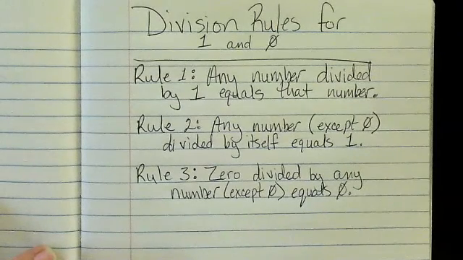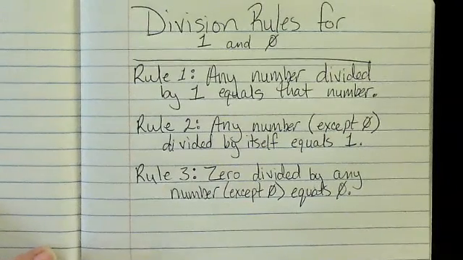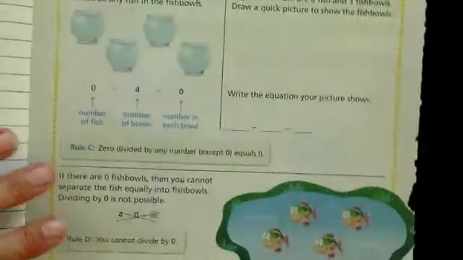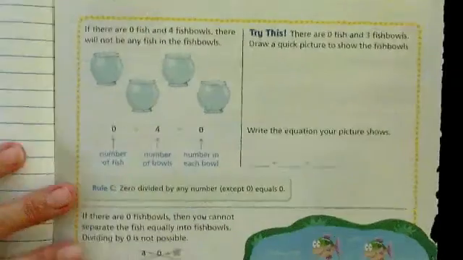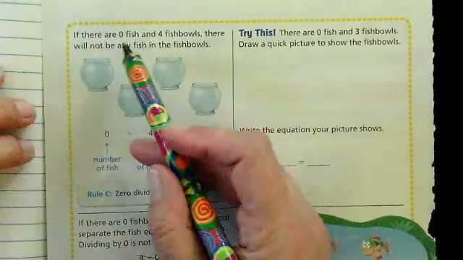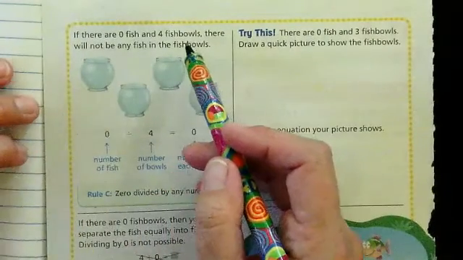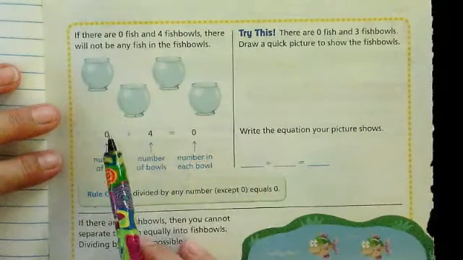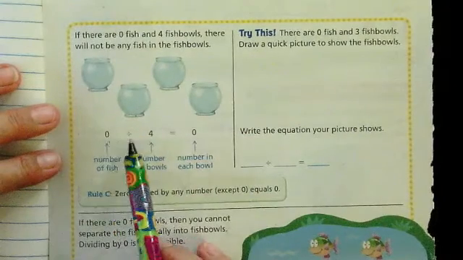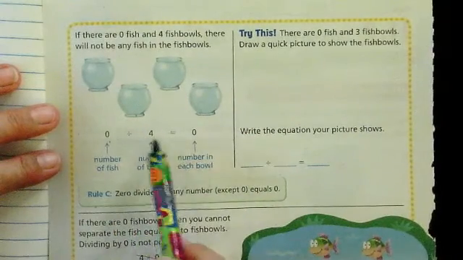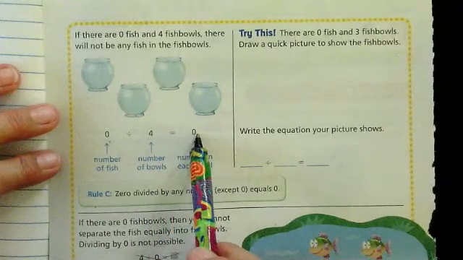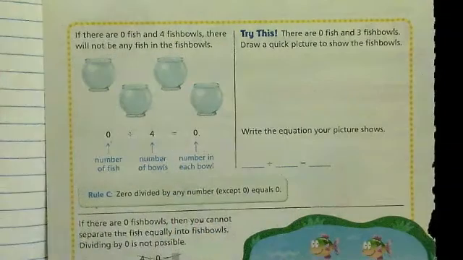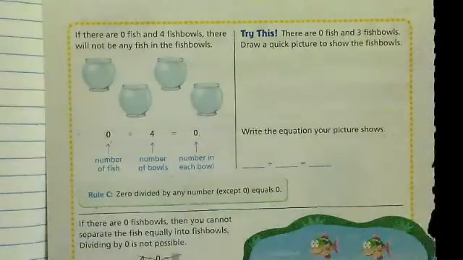Push pause. When you're finished, push play again. All right, so let's see an example of this. If there are 0 fish and 4 fish bowls, there will not be any fish in the fish bowls. So 0 fish divided by 4 fish bowls still equals 0 fish. If you don't have any, then you can't put them in fish bowls, right?